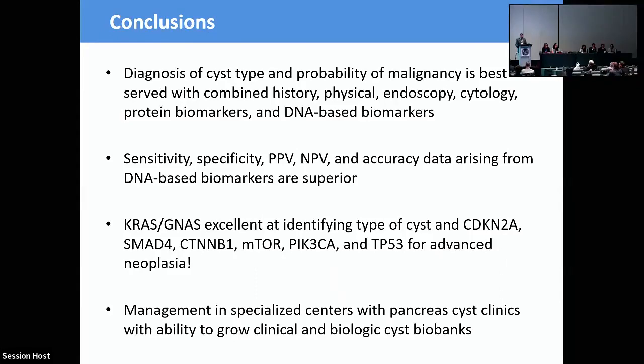And again, I think this is just a call that, of course, management of these cysts in specialized centers with pancreatic cyst clinics and conferences and the ability to grow biobanks. Thank you for your attention today.